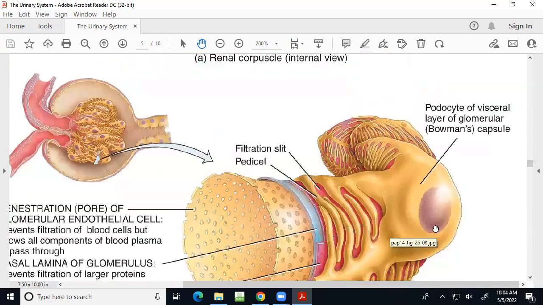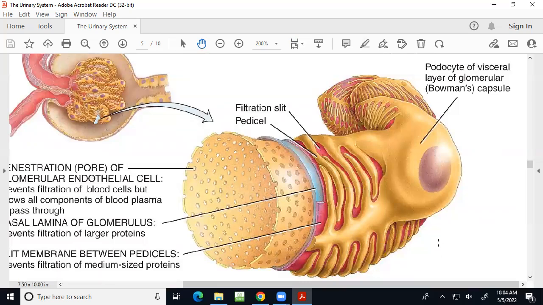Looking here at the bottom of the page, we've zoomed in and shown how those podocytes are wrapping around the blood vessels. Notice that these little finger-like extensions are not completely fluid tight. They have little gaps, and those little gaps allow for the little stuff, not the big stuff, to leave the blood. But what we see here is that the wall of the capillary is fenestrated.